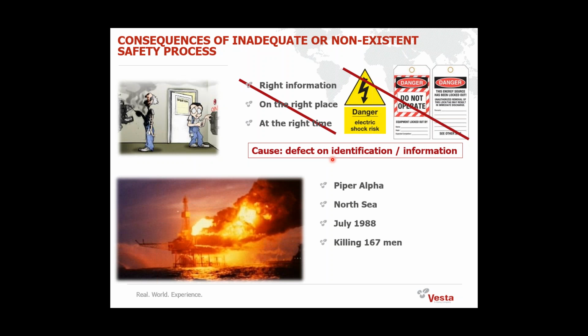In this second picture, you know very well the Piper Alpha accident that happened in the North Sea in July 1988, where 167 men were killed. This disaster, after the investigation, was due to a communication defect in the work permit process. So this is one of the kinds of consequences when you don't have a safety process in your plant.